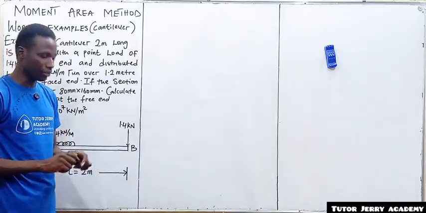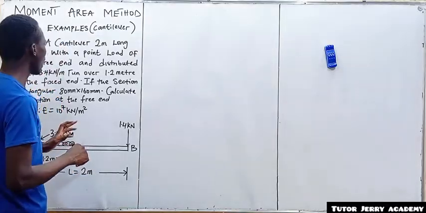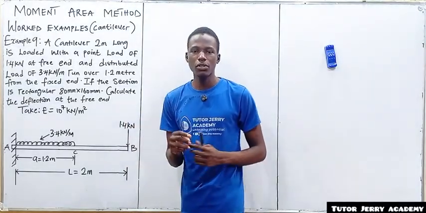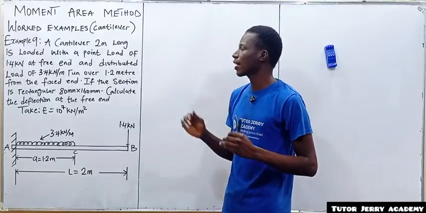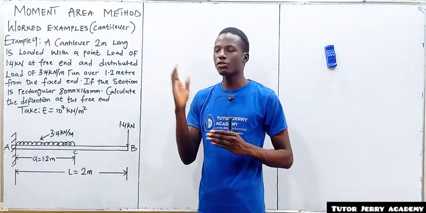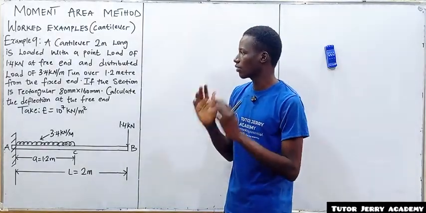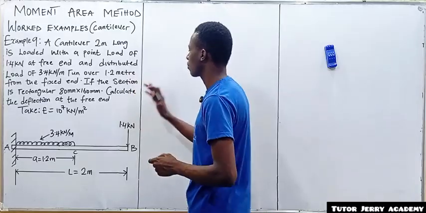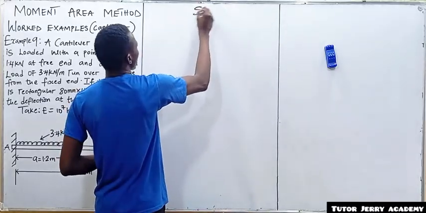Now you will agree with me that for a rectangular section, the formula for moment of inertia is I equals to BD cube all over 12. So before we do that, let's bring out our data from this question.